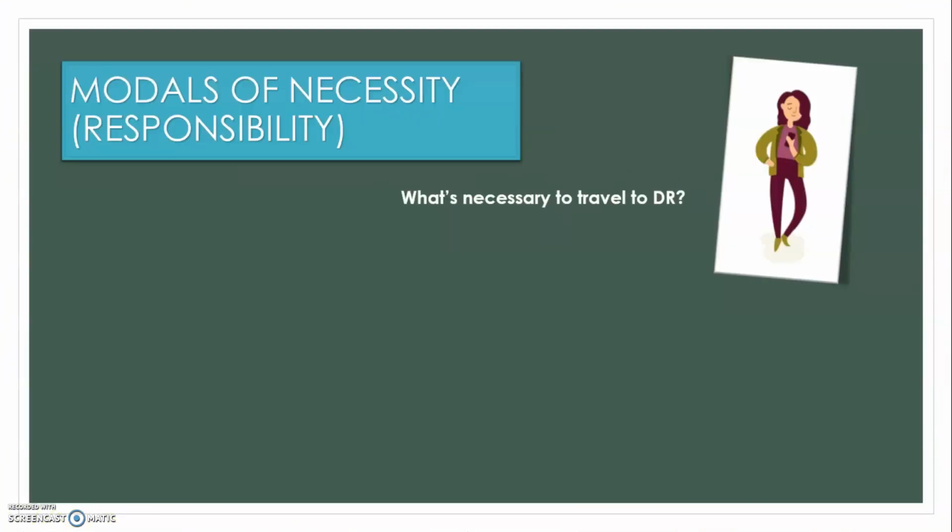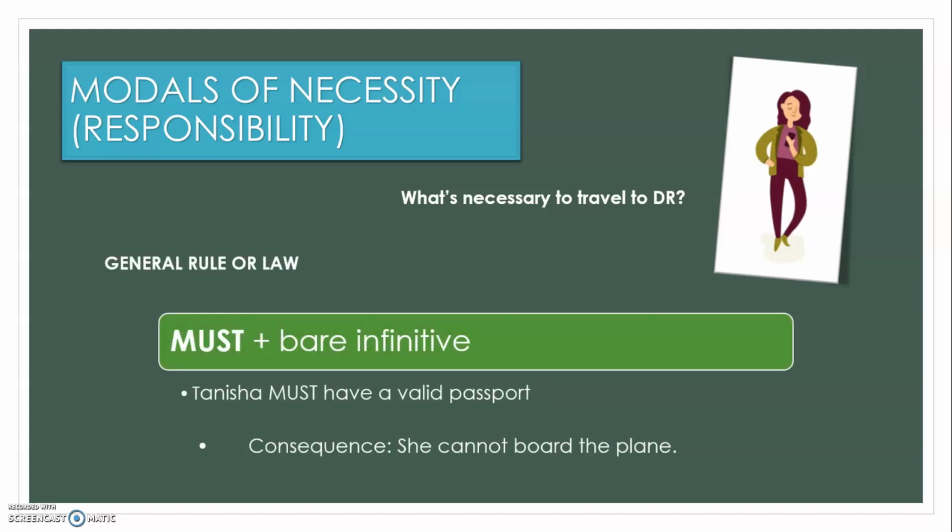First, we have modal verbs of necessity, which are connected to our responsibilities. When we talk about our responsibilities by law or general rule, we use must. Let's repeat this pronunciation. Must. As a law, Tanisha must have a valid passport, or she can't board the departure plane in the United States. She doesn't have any other options. She must have a valid passport.